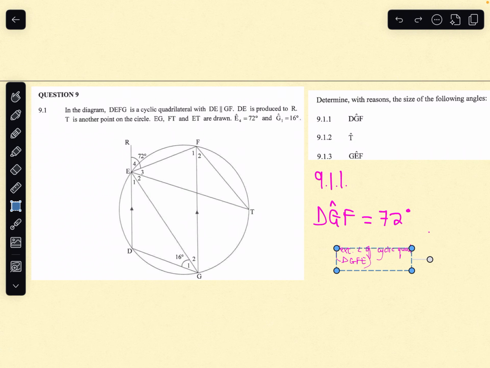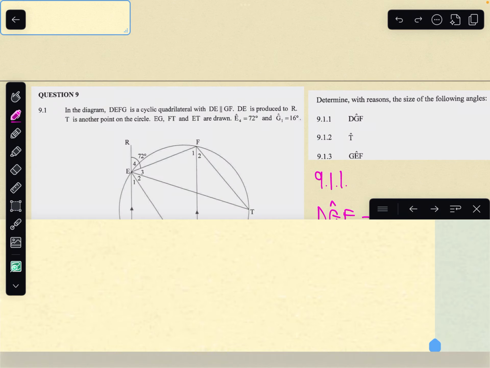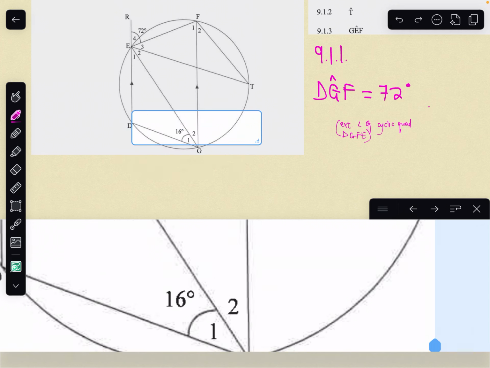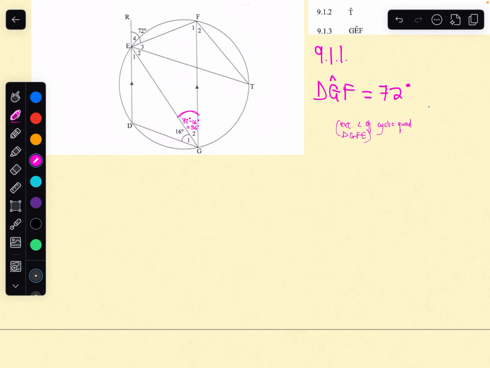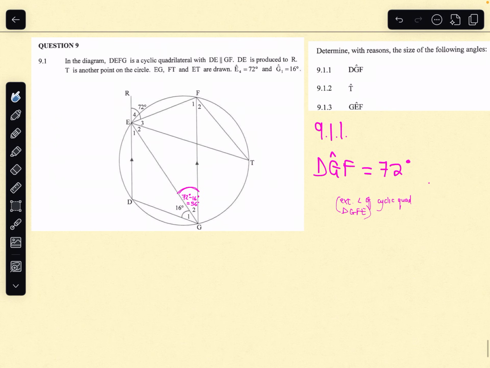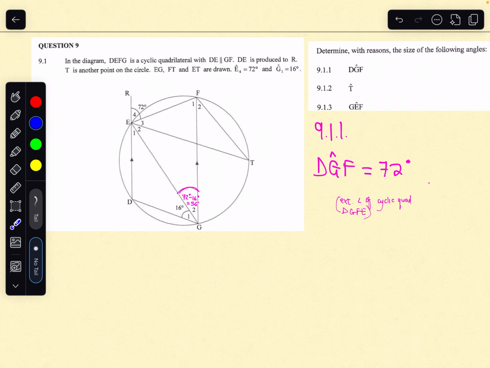And in fact, we can just write that this little guy over here is 72 degrees minus 16 degrees, which is what? 56 degrees, I think. Okay, is this guy. Then angle T. Where are you? Angle T. So here we have our angles in the same segment.